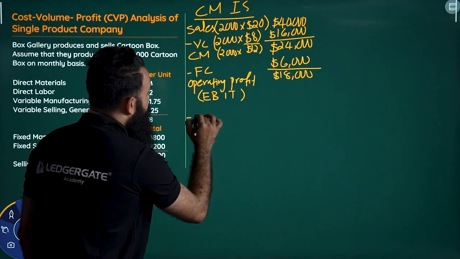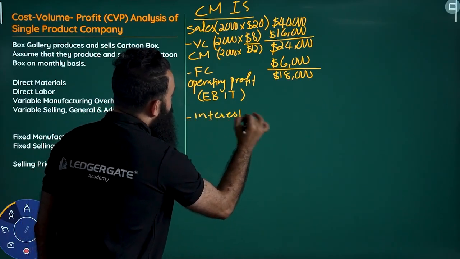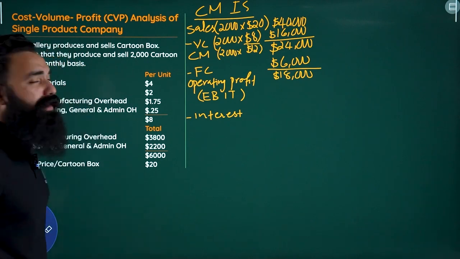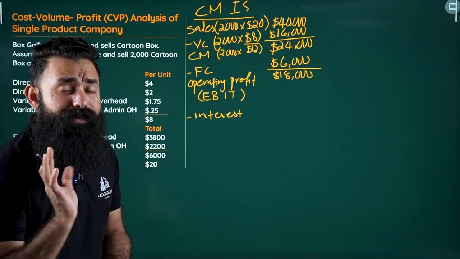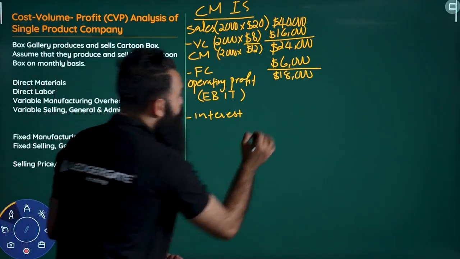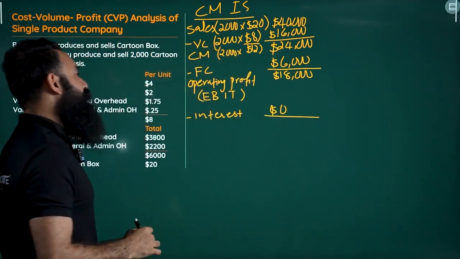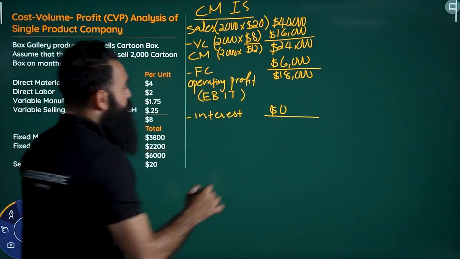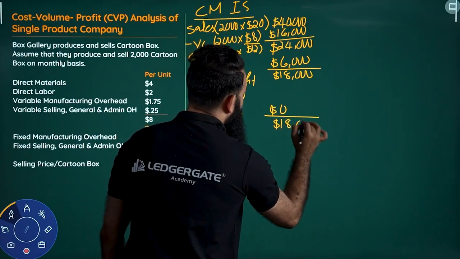So first of all, we are prioritizing interest. In CVP analysis or internal decision making process, interest will be ignored. That means finance cost will be ignored. This is an assumption of CVP analysis. That's why we put it as 0. So nothing to be deducted as interest. So 18,000 minus 0 is equal to 18,000 itself, right?